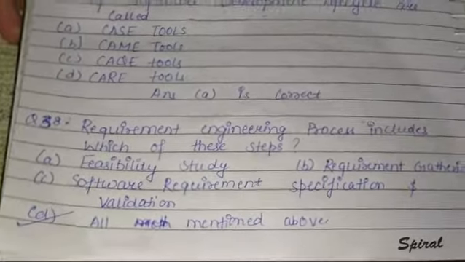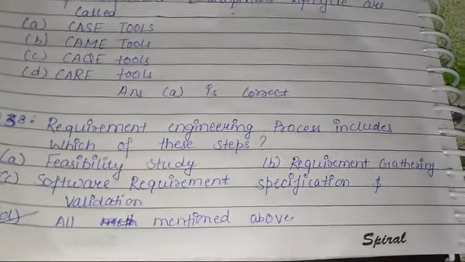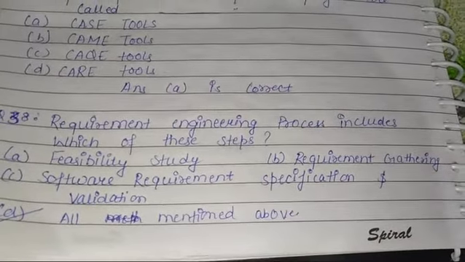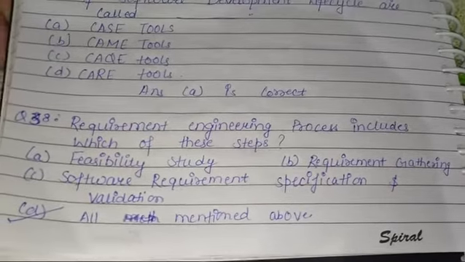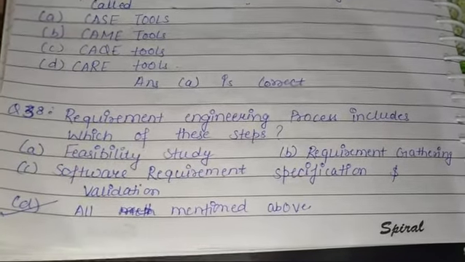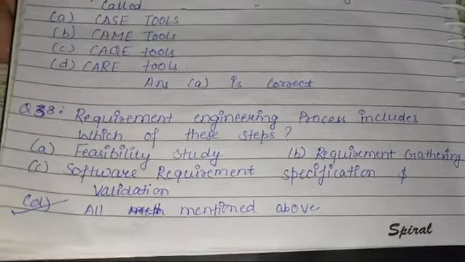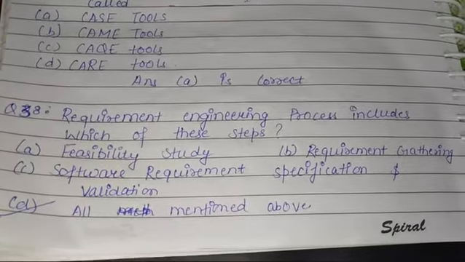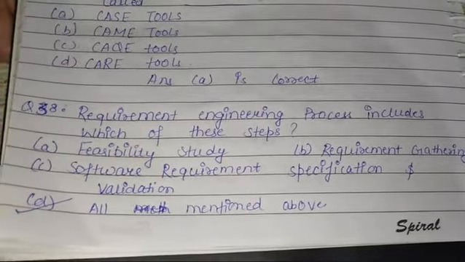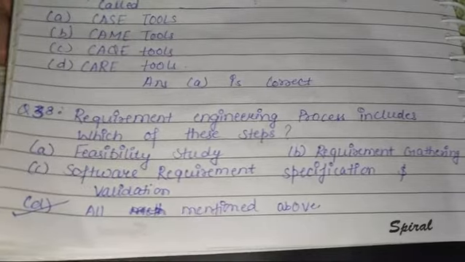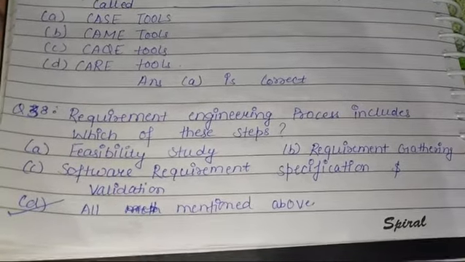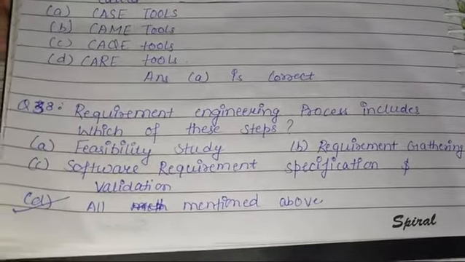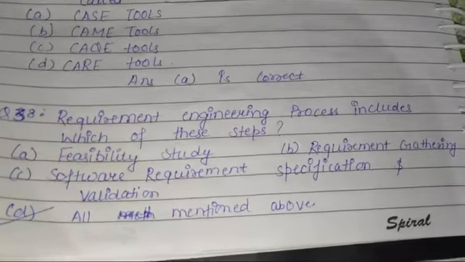Question 38 is requirement engineering process includes which of these steps? A. Feasibility study. B. Requirement gathering. C. Software requirement specification and validation. D. All of the mentioned above. So answer D is the correct answer, as requirement engineering process includes all of these steps.